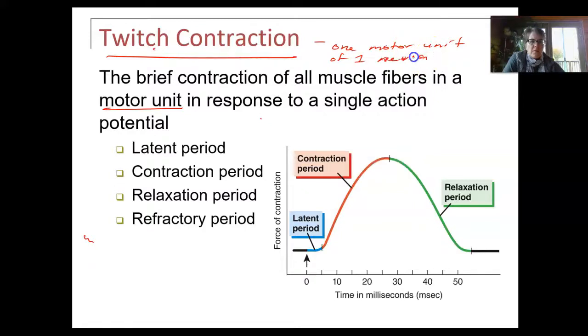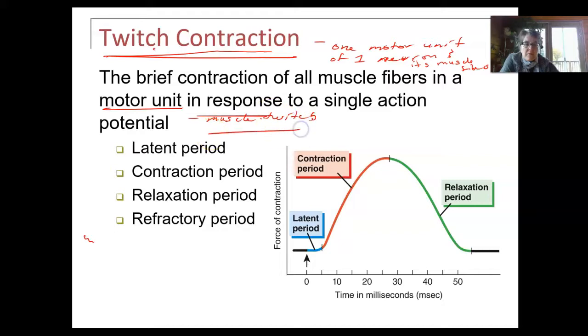One motor neuron, and it's muscle fibers that it talks to. Okay, so when I look at a twitch contraction, a muscle twitch, I might refer to it like a muscle twitch. There are 4 periods associated with it: a latent period, a contraction period, a relaxation period, and a refractory period. I don't really use the refractory period. I just usually use the first 3.